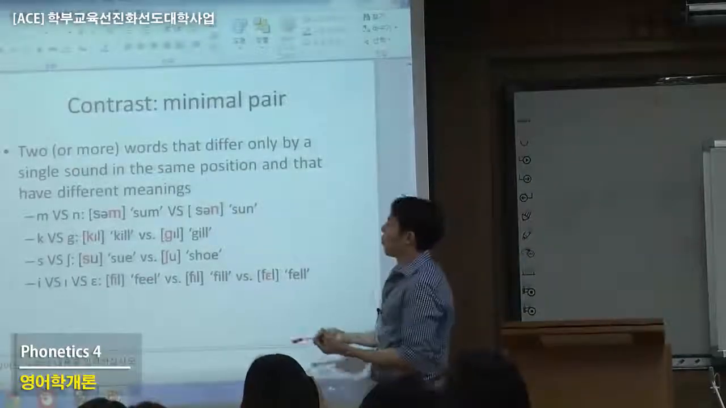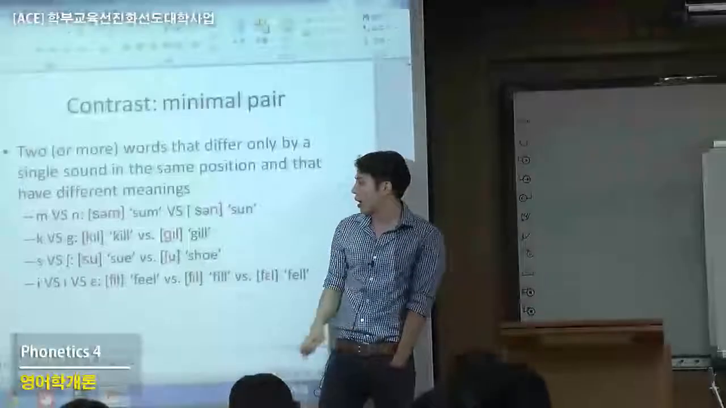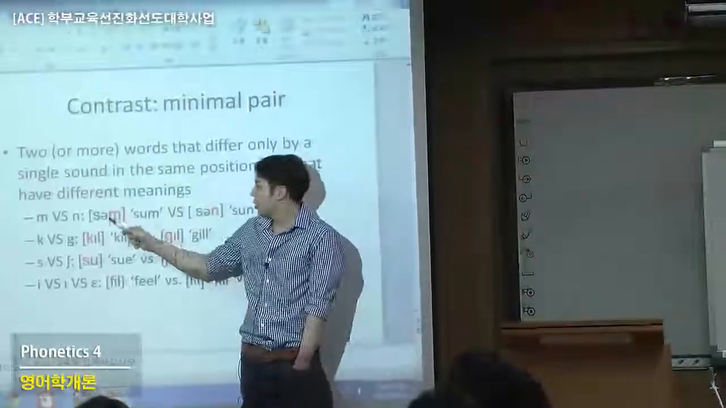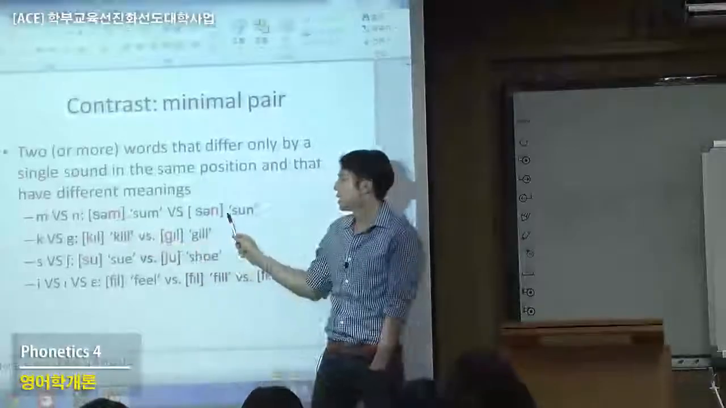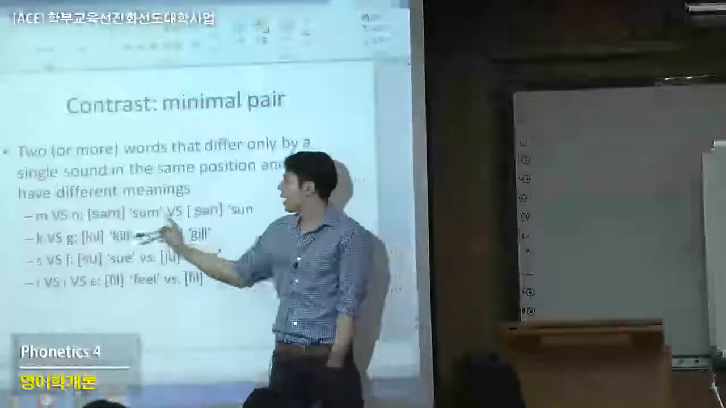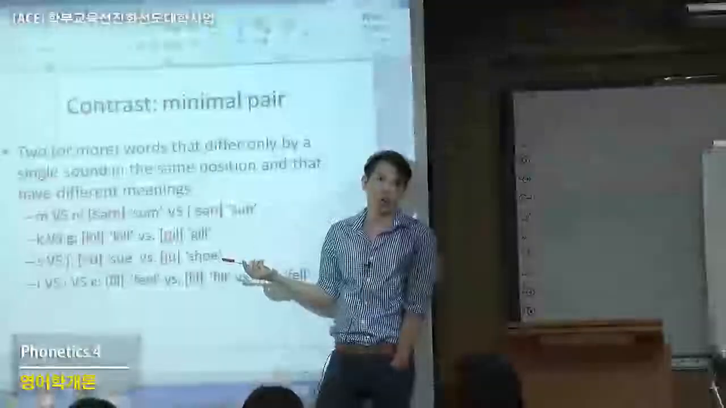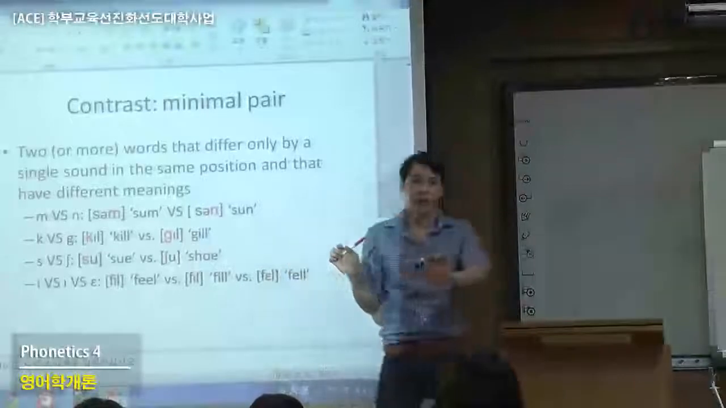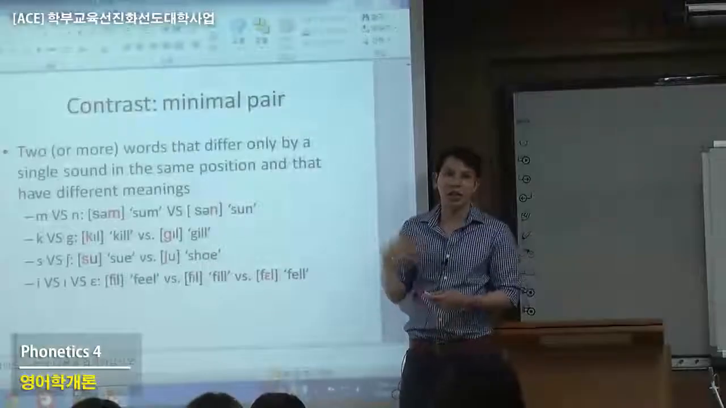So we come back to English. In English, you can do the same thing. M and N are two different sounds because when you substitute one sound for another sound, the meaning changes. Some and sun, everything is the same except for the M and the N. So by replacing the M with an N, you get a different meaning, a different word. So in this case, we say that M and N are two important sounds in English, okay? They are contrastive and can indicate meaning change.